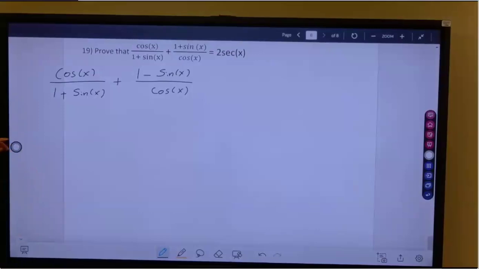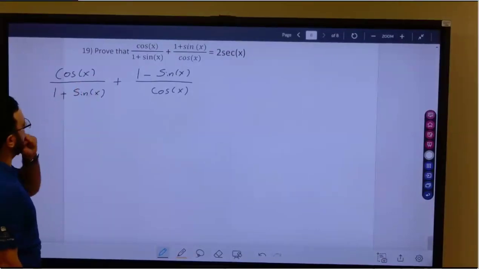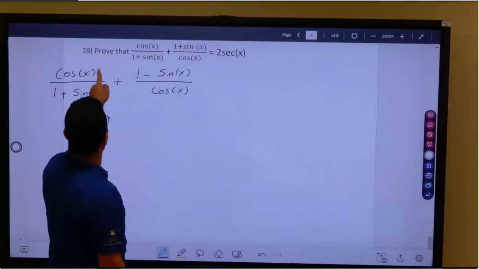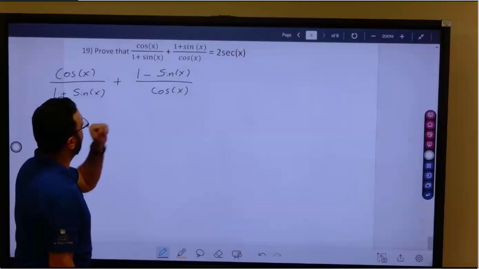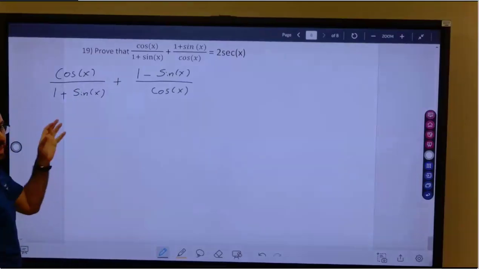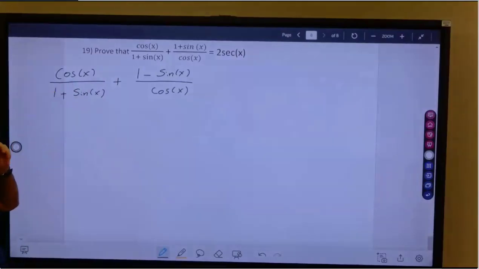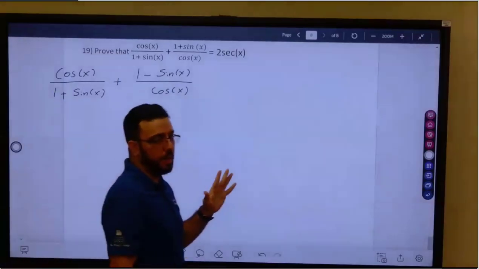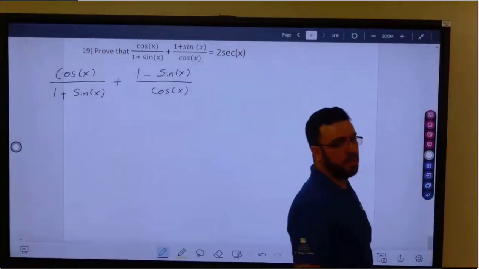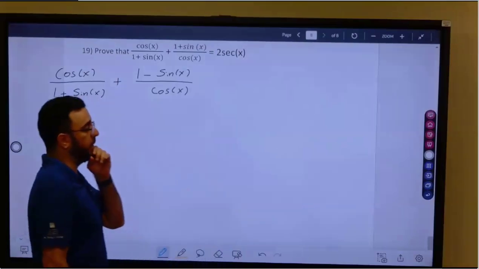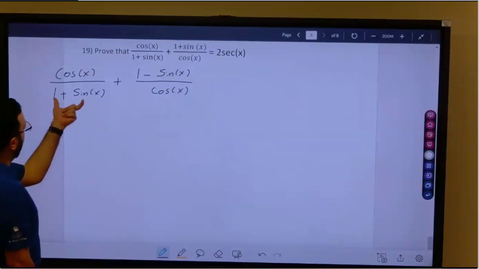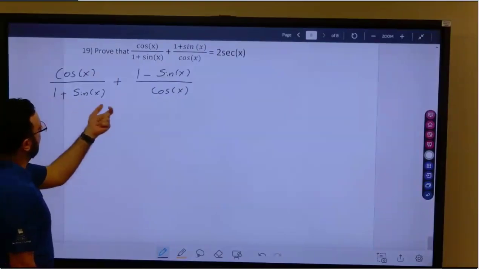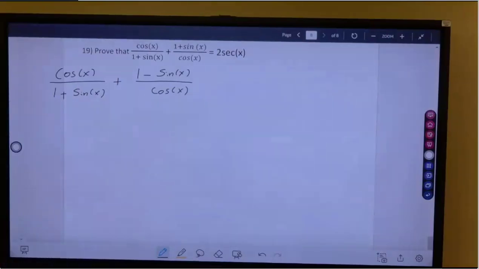And again, there's no square here, and it's a plus between two fractions. If it's a plus between two fractions, what are we going to do? We're going to find the common denominator because it's a plus between two fractions. So go ahead and find the common denominator. Now, how are we going to find it? That means I have to multiply here, and I have to multiply here.